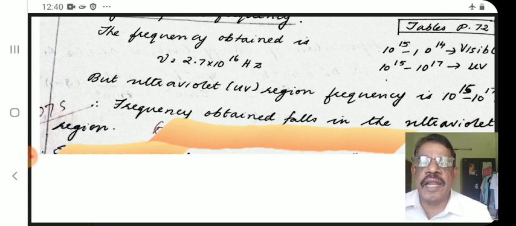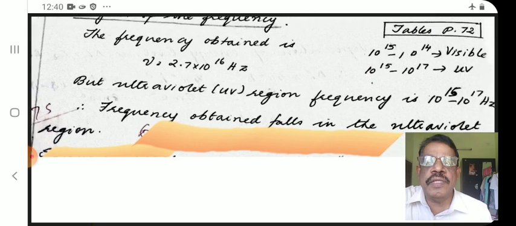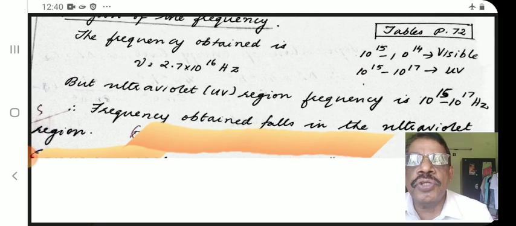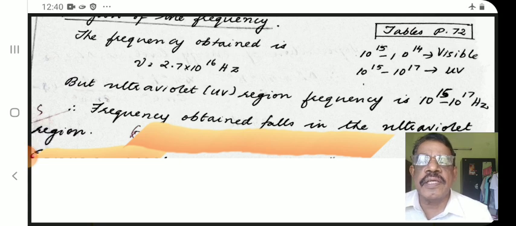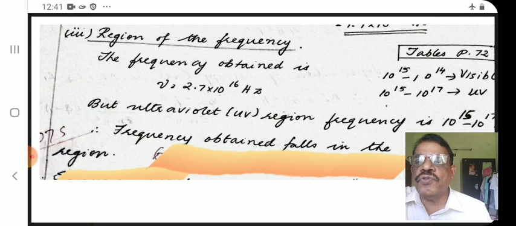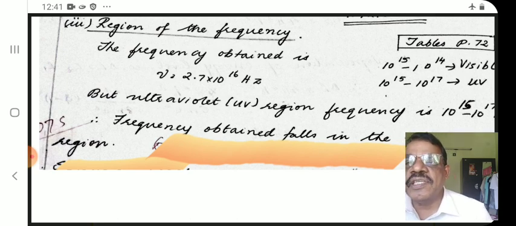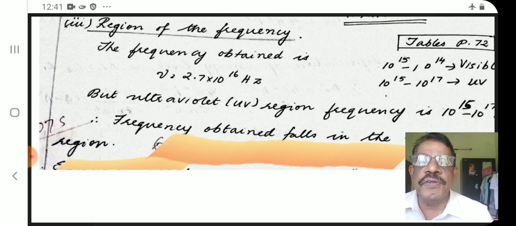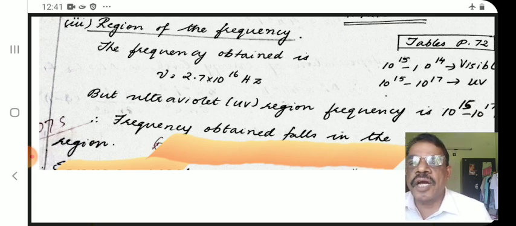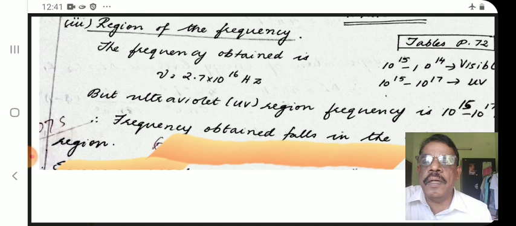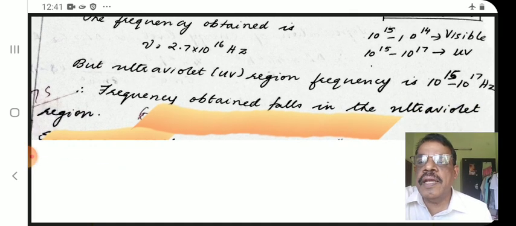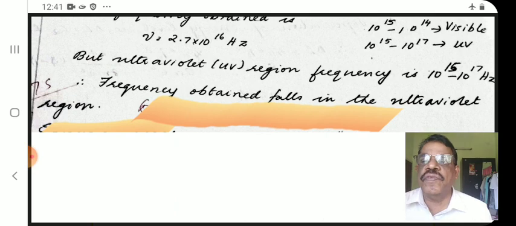So when we refer to that table, you look at the right side. 10 raised to 15 to 10 raised to 14 hertz corresponds to visible, and 10 raised to 15 to 10 raised to 17 corresponds to ultraviolet. In our question, the answer for frequency is 2.7 into 10 raised to 16, and that is coming in the UV region. The ultraviolet region frequency is 10 to 15 to 10 to 17. Hence, the frequency obtained falls in the UV region.